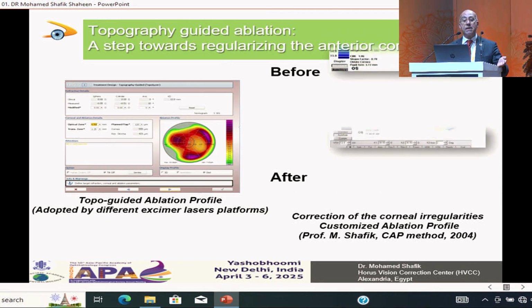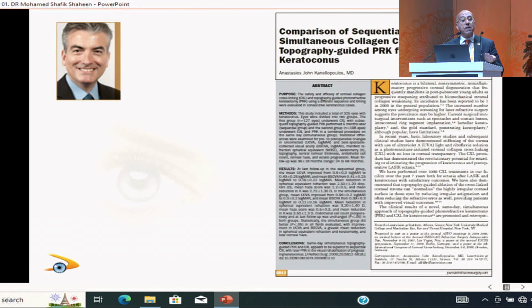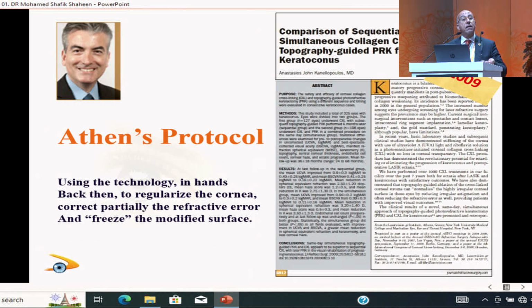that you have to customize the ablation profile with. We began with the topo-guided ablation profile, and Dr. Chitra Ramamurthy addressed nicely every single profile that we had. I started the topo-guided ablation profile and then it was followed by many other platforms, and that was a kind of customized one in the year 2004. And of course, it ended with the nice and well-known Athens protocol addressed by our dear colleague John Kanellopoulos, that changed the world back then in treating the irregular cornea, and on top of which is keratoconus.